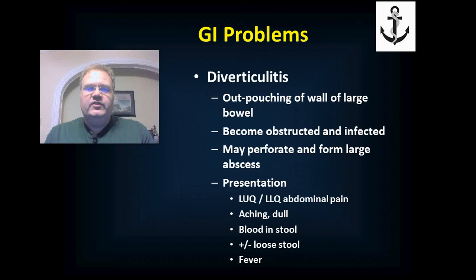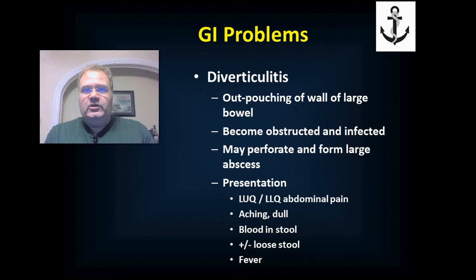So the presentation is typically left upper and left lower quadrant abdominal pain, because that's where the pressure is high with constipation, although I have seen patients with right-sided diverticulitis, and that looks a lot like appendicitis, and you really can't distinguish the two without a CAT scan or some other possibly surgery. It tends to be an aching and dull pain.